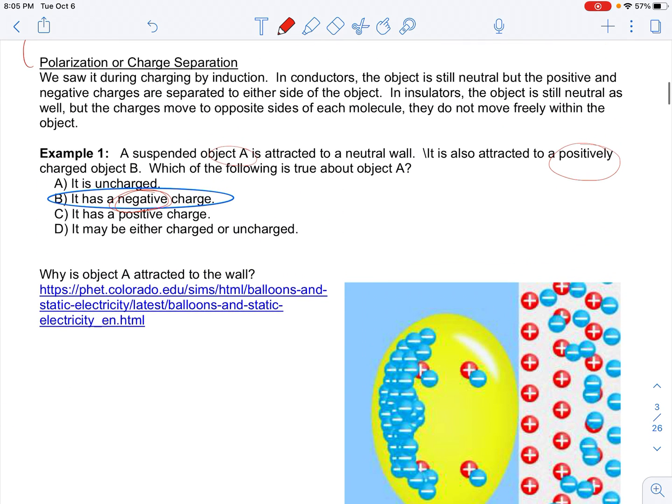All right, that is the end of our notes for section 3.1. We will take a look at the sticky tape lab, and hopefully you'll have an opportunity to try some of these properties out for yourself, like that like charges repel and unlike charges attract.